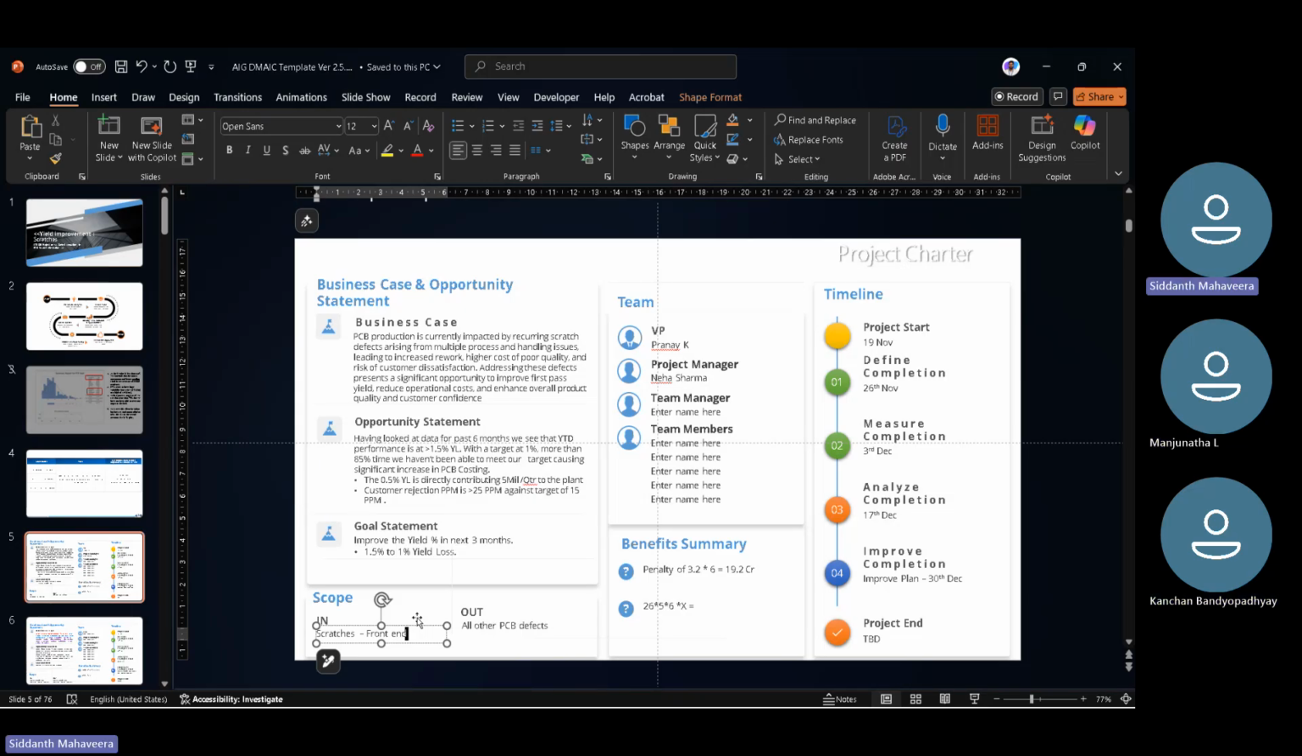Next comes the AOI, basically the inspection department, where scratches could occur due to handling. Next comes the lamination, so basically we do multi-layer pressing. There scratches can occur due to handling and machine related issues. Those are some front end departments.